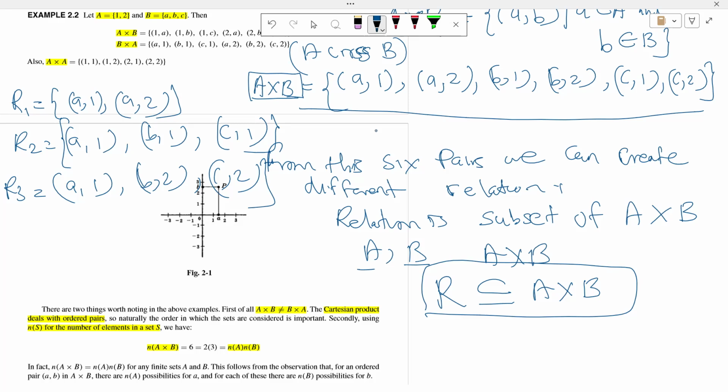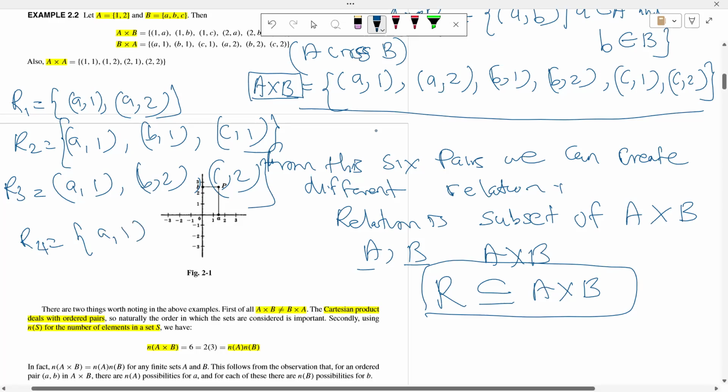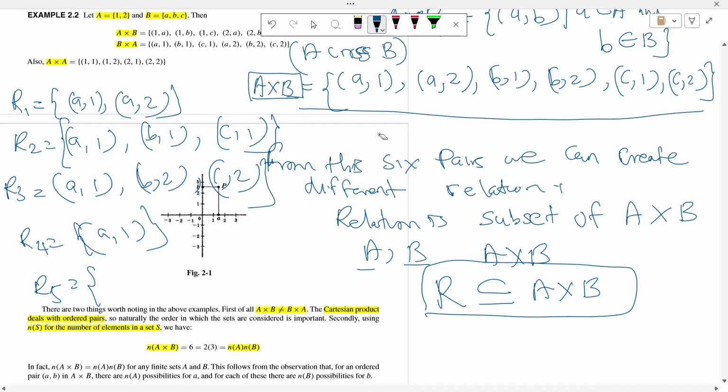Now my question is, how many possible relations can you create for this A cross B? Maybe someone creates another relation with one element. (A,1) is a relation, right? Another guy creates another relation with (B,1). It's up to you. Can you tell me how many possible relations you can create? I need the equation. How do you find out how many relations you can create?